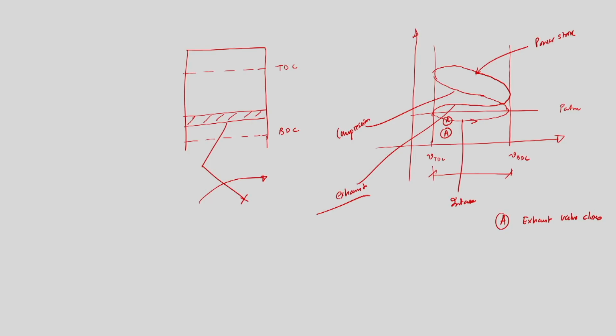So, ideally whenever the piston is coming from TDC to BDC, we are allowing the inlet valve to be open, but the exhaust valve will be closed. That is what we have discussed. So, through the inlet valve we are introducing air-fuel mixture in case of an SI engine or only air in case of a CI engine, and the exhaust valve is remaining closed.